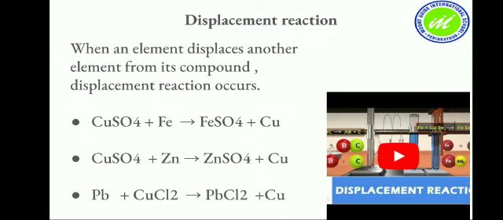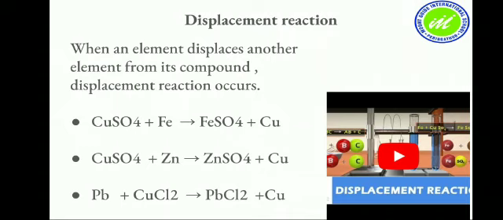As I said, iron is more reactive than copper, more powerful than copper. So iron will go and displace copper from its position, and iron will occupy copper's place. That is what is happening. So iron sulfate is formed, and copper is removed and left as a separate metal. That is what a displacement reaction is.